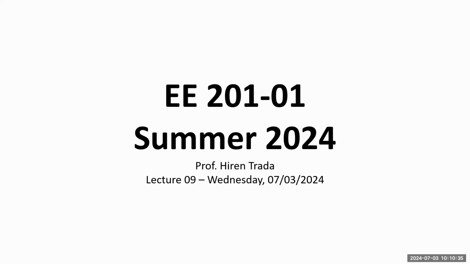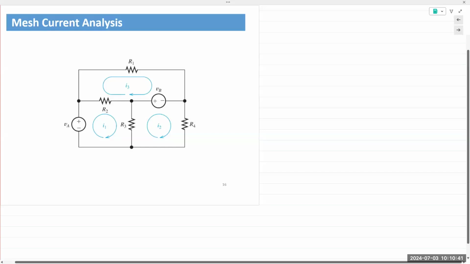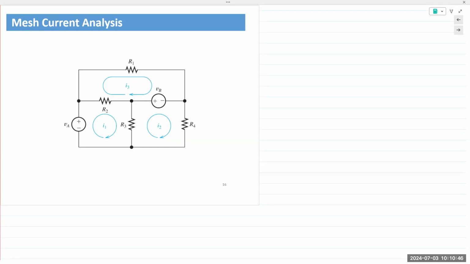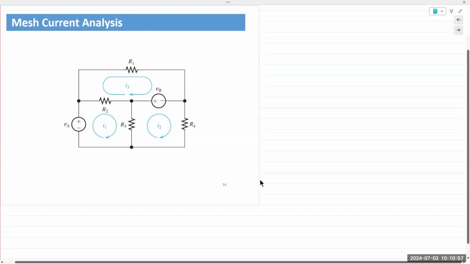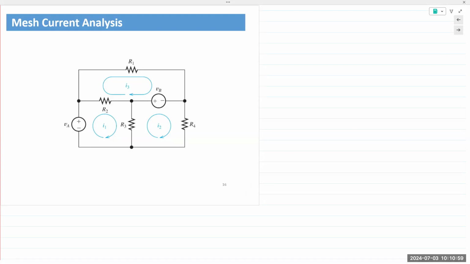Okay. All right, then let's continue with the second analysis technique, which is mesh current analysis. Okay, mesh current analysis. So node voltage analysis, we apply KCL to generate our equations. In mesh current analysis, we apply KVL to generate equations. Okay, KVL. So first step is identifying the meshes in the circuit.